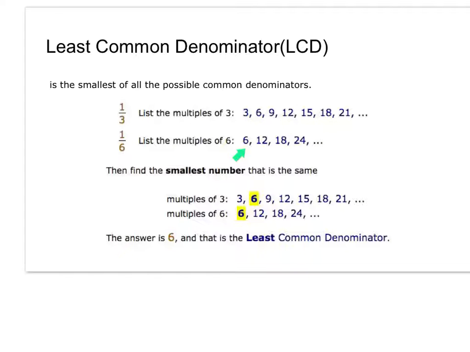List the multiples of 6. You have 6, 12, 18, and 24. After you listed a few, you need to find the smallest number that is the same. In our multiples, 6 and 6 are the smallest ones. You may notice they also had 12 and 18 as common multiples, but you want to use the smallest one. So your least common denominator would then be 6. You need to find the multiples and the smallest common multiple in order to make a common denominator.